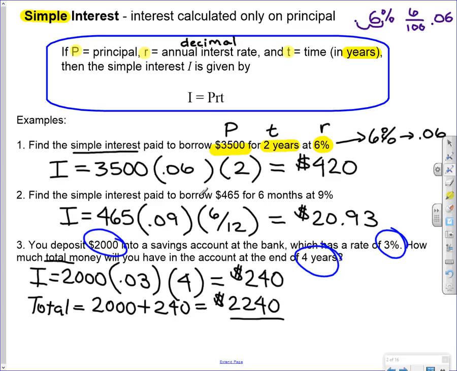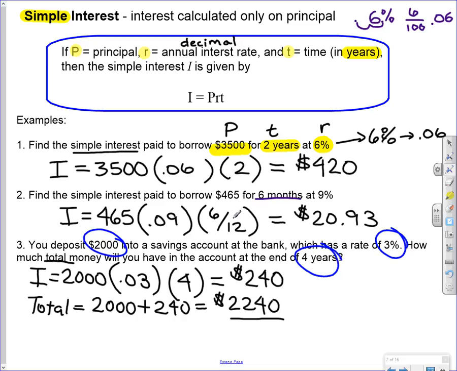Find the simple interest paid to borrow $465 for 6 months at 9%. Okay, so we do the 465 times 0.09 because 9% becomes 0.09 when written as a decimal. And then we multiply times 6 over 12. Now, why do we not just multiply by 6? Well, because this is 6 months, right? And I said our time is always going to be in terms of years. So if we're given something in months, then you always are going to write it over 12.